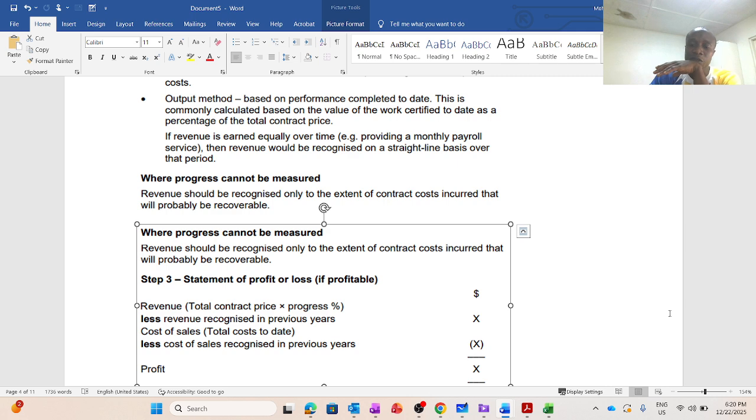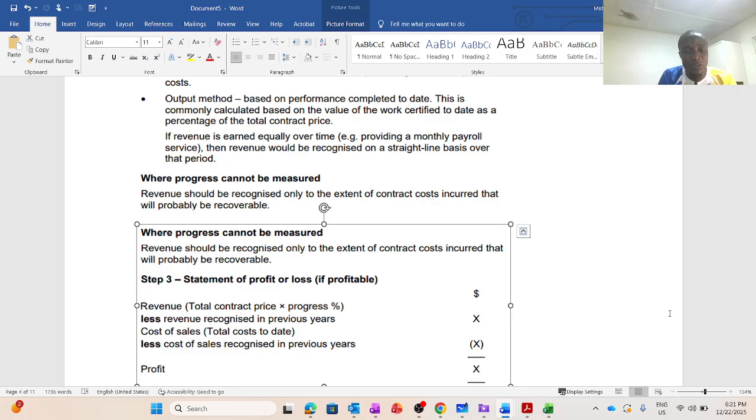Third step, we are going to look at how we recognize the transaction in the statement of profit or loss, the revenue and the related cost. For the revenue, we are going to recognize revenue based on the percentage of progress. Let's assume we are going to recognize revenue in the third year. We have recognized year one, year two, and we are going to recognize revenue in year three. So when we recognize revenue in year three, we need to deduct the revenue that has already been recognized in year one and year two. These revenues should be excluded from the revenue recognition for year three.